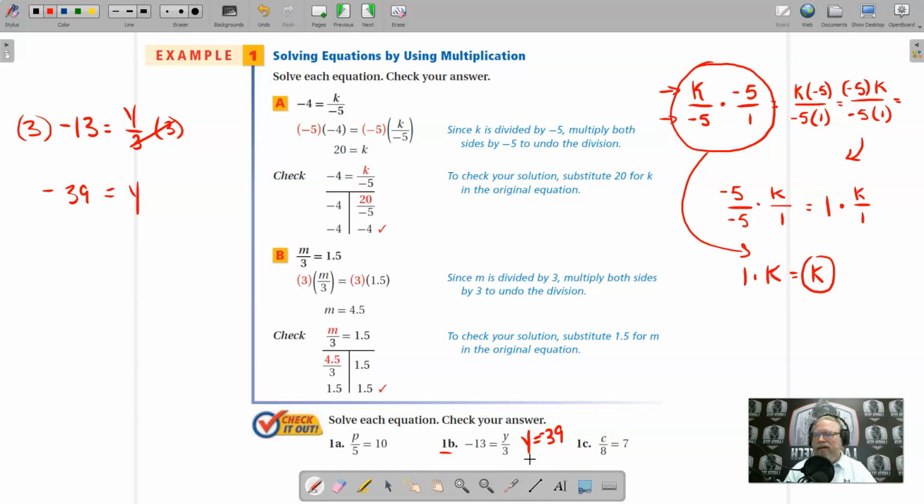-39. Yep, be careful there. So -39 divided by 3 indeed equals -13. Guess we could do one more. P over 5 equals 10.